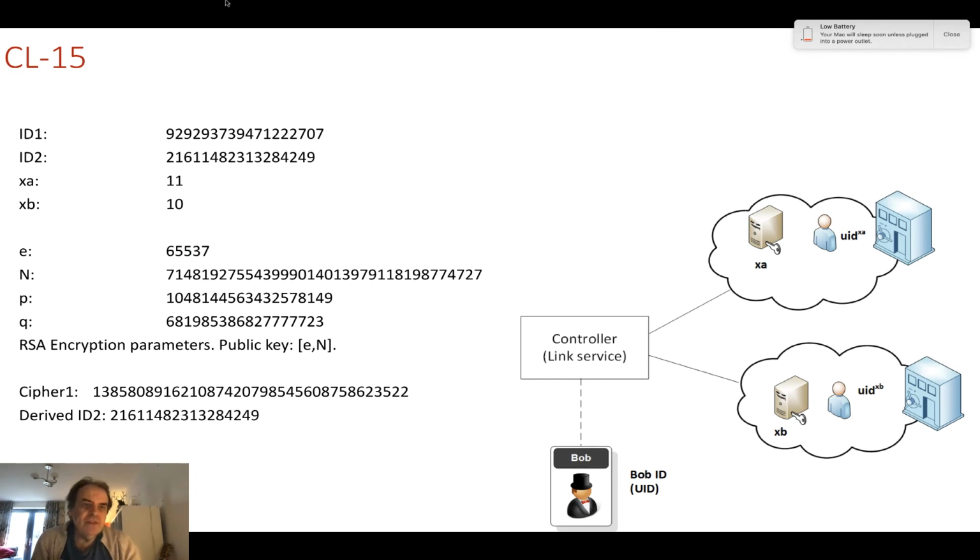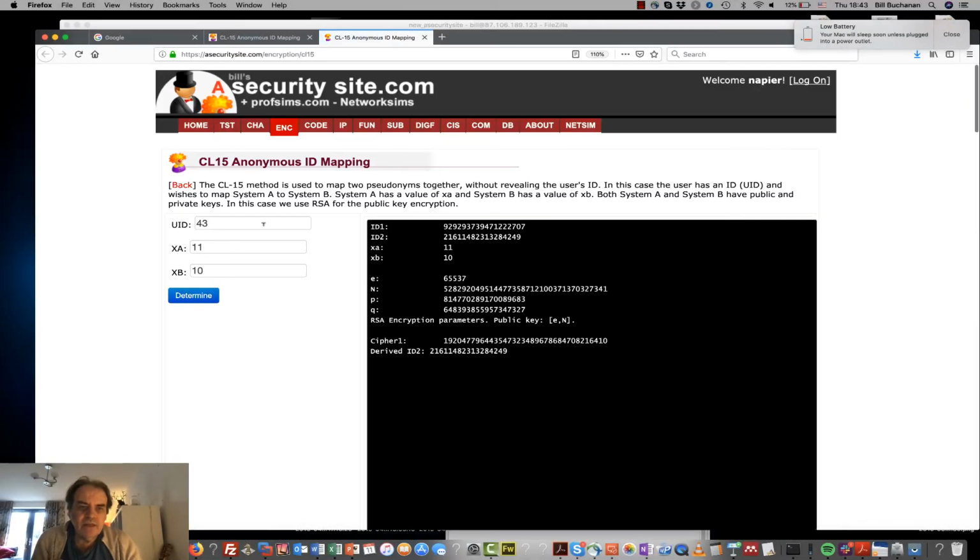So a sample run shows the values. Let's actually see if we can get this here. So we take a unique ID of 45 and an xa value of 12, and we'll take xb as 9. So the unique identifier, let's take 41. Okay, so the unique identifier is 43 here, and 43 to the power of 11 is that, and to the power of 10 is that. Okay, these are the encryption keys.